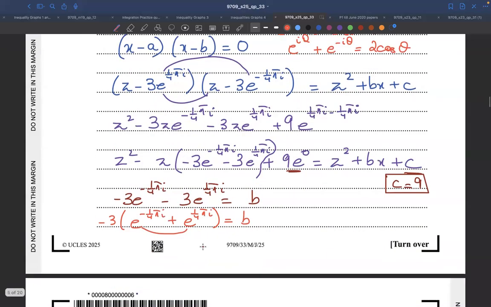So we can write this equation as minus 3 into 2 cos of pi by 4, and that would be equals to b. Now cos pi by 4 is root 2 upon 2, so this will be minus 3 times 2 is 6, and cos pi by 4 is root 2 upon 2. This will be cancelled. So you get minus 3 root 2 for the value of b.